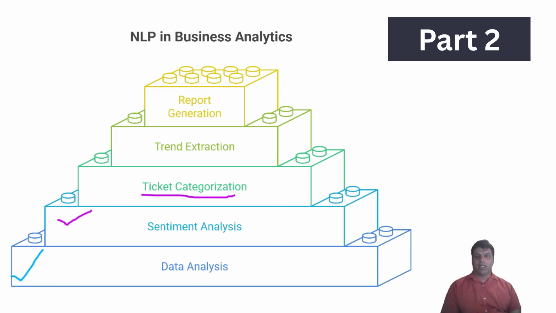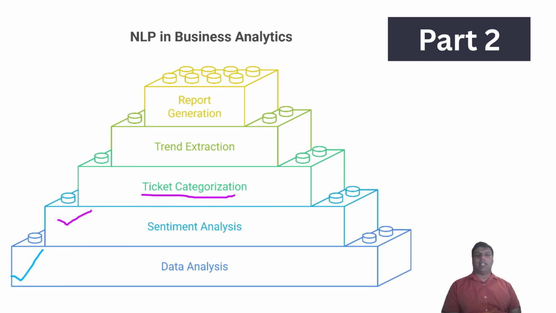Ticket categorization is automatically assigning customer support tickets or emails into categories like billing, technical support, or general queries. Then we see the fourth topic, trend extraction, where we will learn about spotting patterns, frequently mentioned topics, or emerging issues from large data sets. And finally we will learn about report generation. We are creating summaries, dashboards, or automated reports using language, saving time for decision makers.